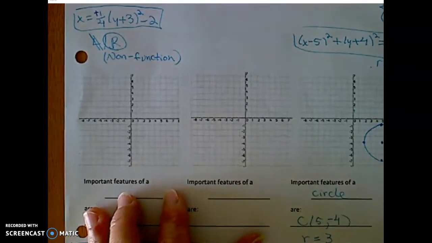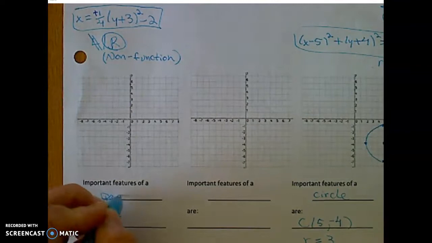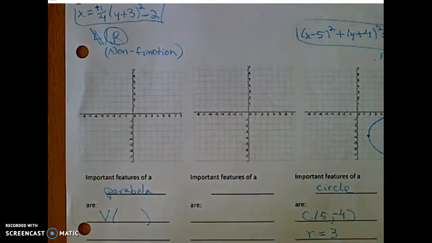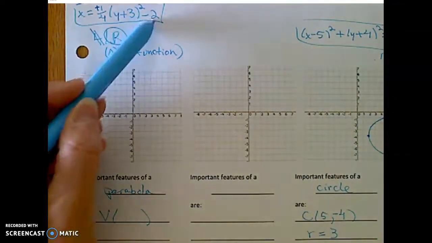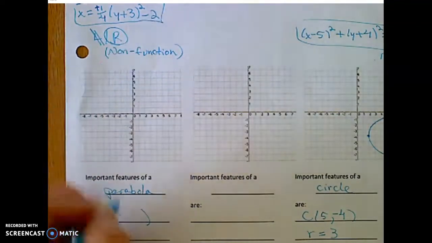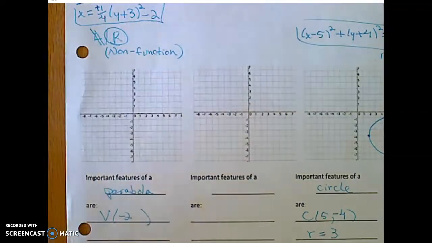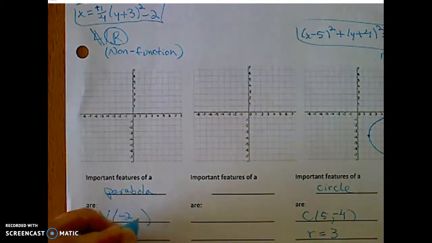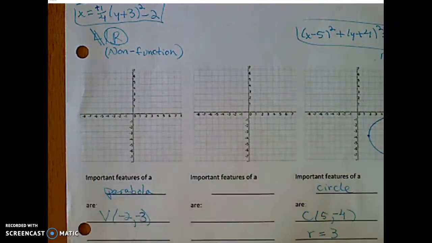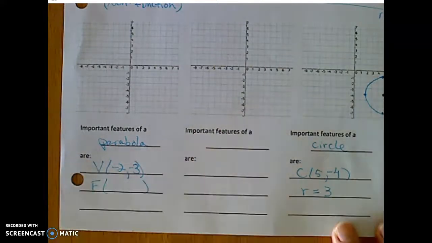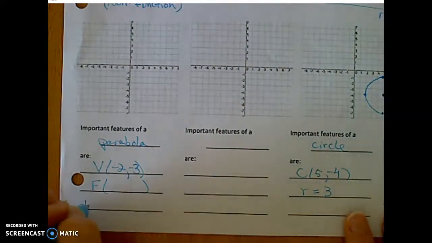And what were the important features of a parabola? The important features of the parabola, of course, the one you can see in the equation is the vertex. What is the vertex of that parabola? Remember, x goes with the x, so -2. Y, k goes with the y, so that's going to be -2, -3. What were the other important features of a parabola? The other important features were the focus and the equation of the directrix.